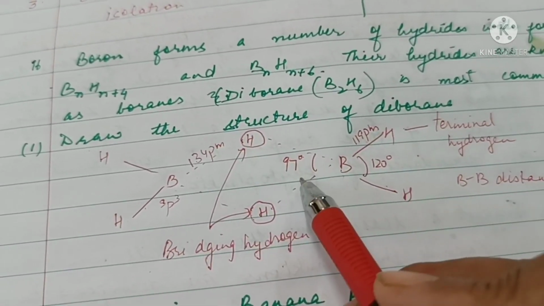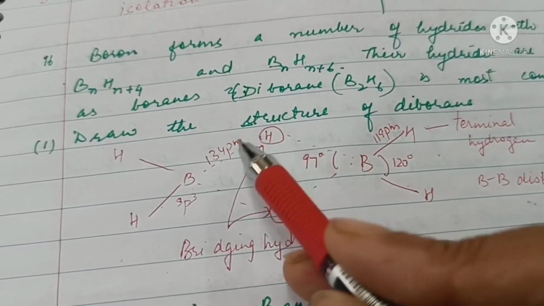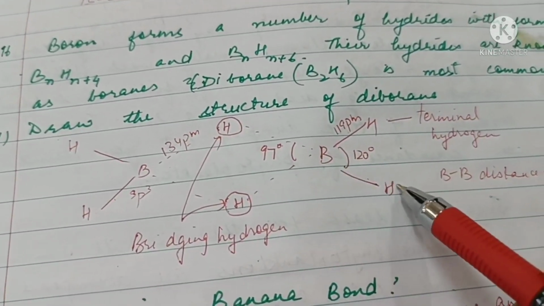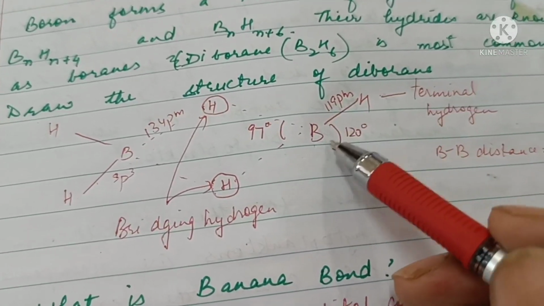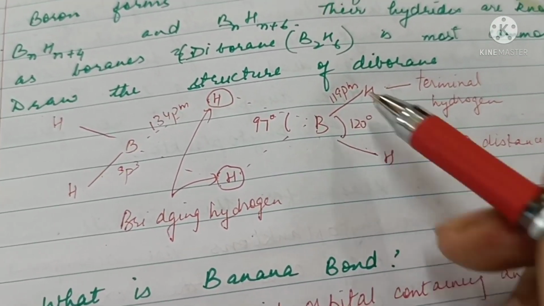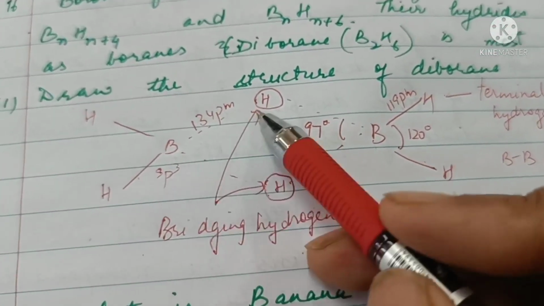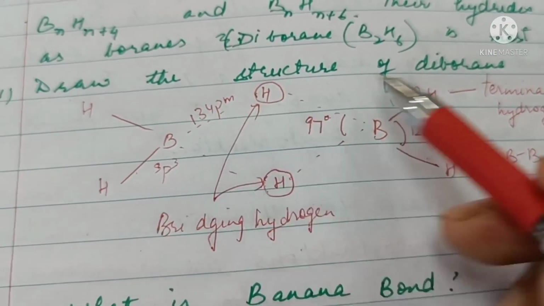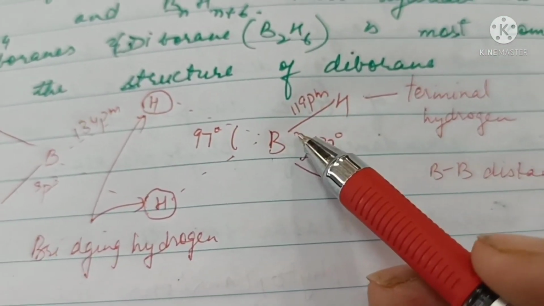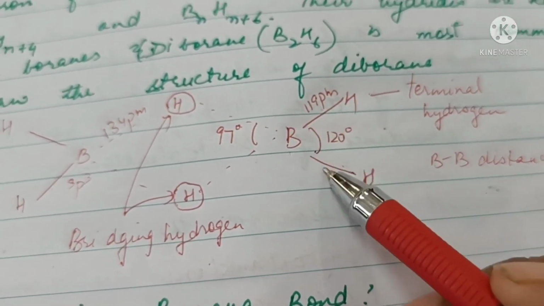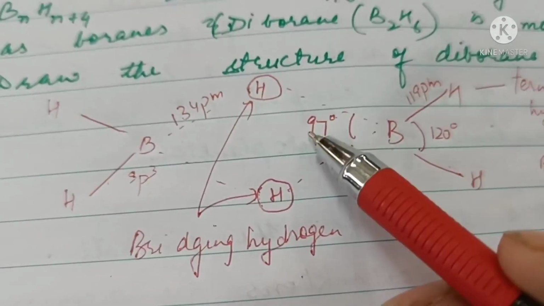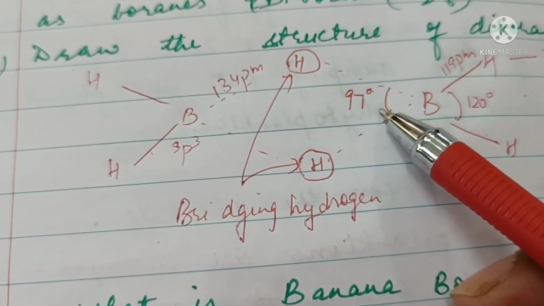This is bridging bond, 2 bridging bonds and 4 planar normal bonds and terminal hydrogens. The boron hydrogen bond length here is 134 picometer. Here it's 119. Here the bond angle is 120. In this case it's 97 degree.